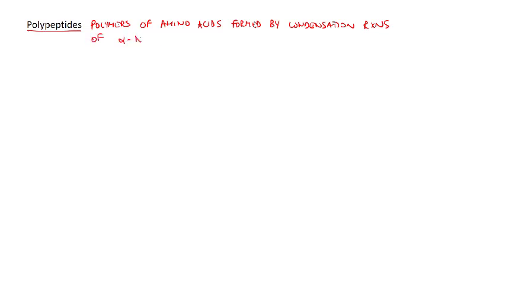All right, so what is a polypeptide? Polypeptides are polymers of amino acids formed by condensation reactions of the alpha amine group and the alpha carboxylic acid group, are 2 complementary functional groups. So this is the situation that we saw before.